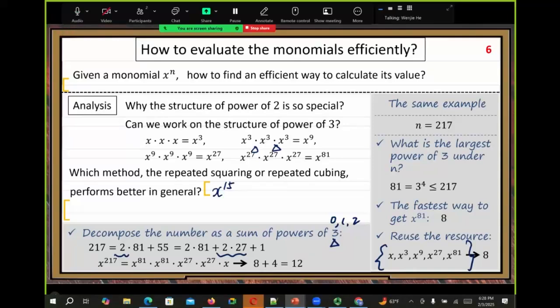Simple, right? To use repeated squaring, how many multiplications do you need? First, let's generate our resource pool first.